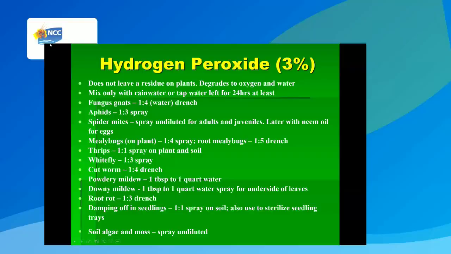And you mix it at the rate of 1 part of the peroxide to 5 parts of water. For thrips, you use a one-to-one spray on the plant and on the soil because, you remember, I told you thrips have a two-stage life cycle. Whiteflies, you use a 1 to 3 spray. Cutworms, which can be a big problem at times on your seedlings, you can use a 1 to 4 drench.